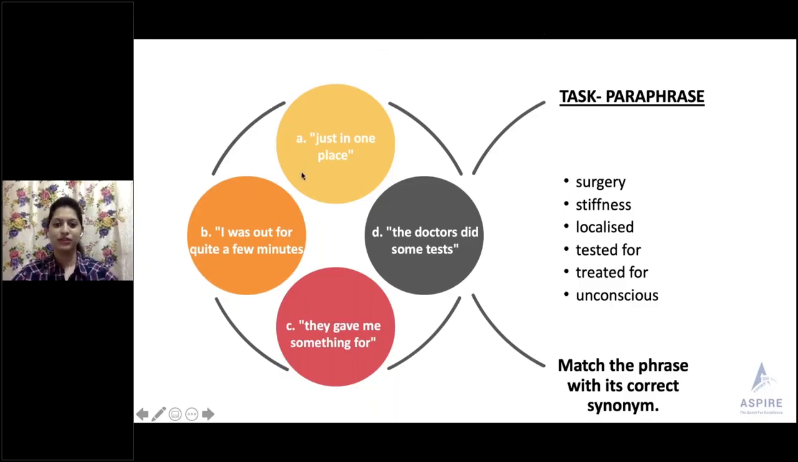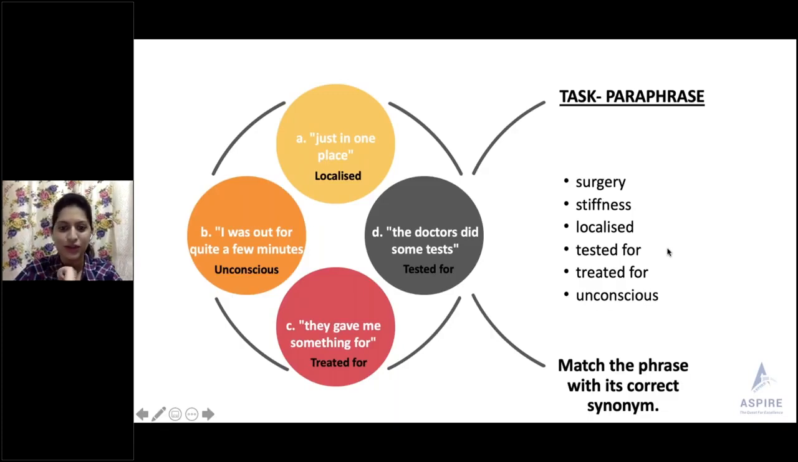So these are the kind of terms and phrases that we usually hear, so it shouldn't be that difficult. Let's see the answer. And here they are. I hope all of you got them right. Yes, A is localized, B unconscious, C treated for, and D is tested for. Right again.